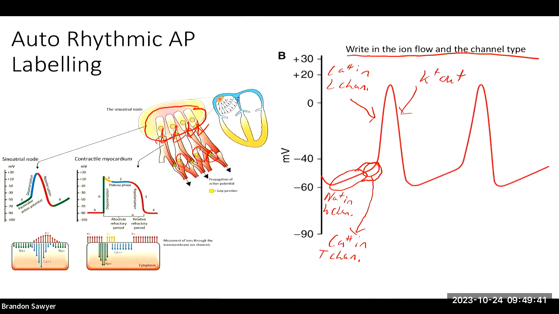Say it one more time. Just what I wrote: potassium out. Yeah, efflux. What else? Other questions on this?